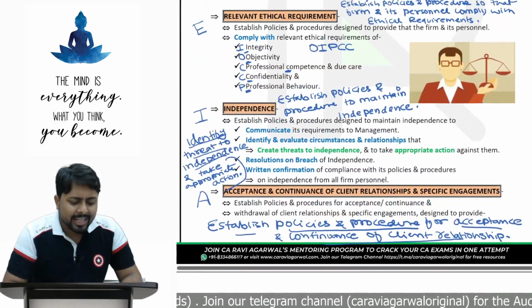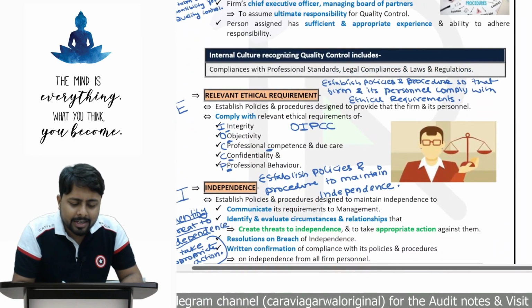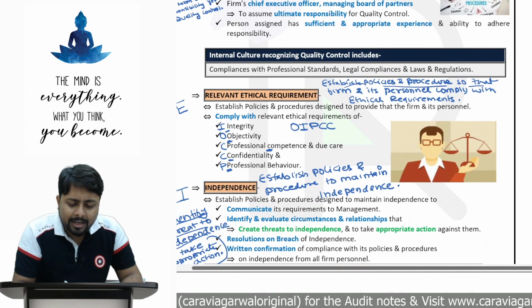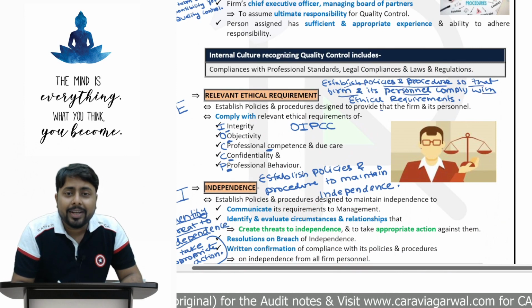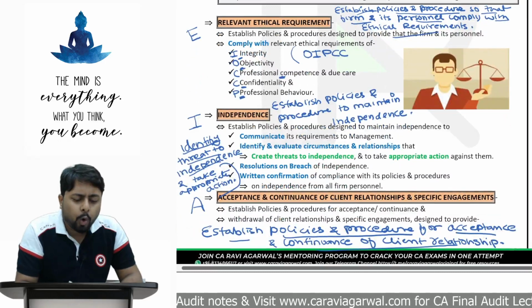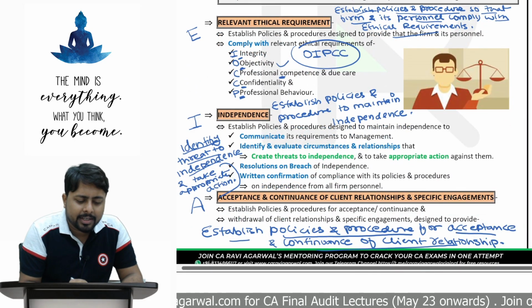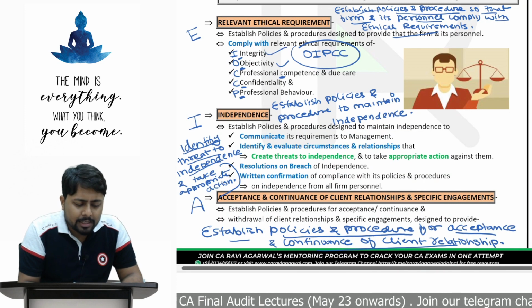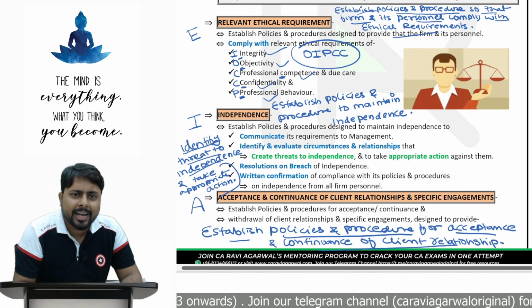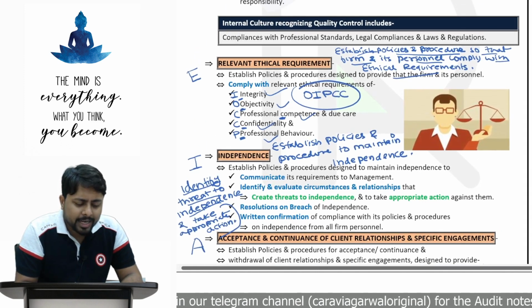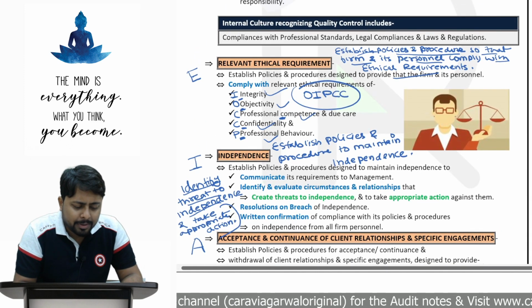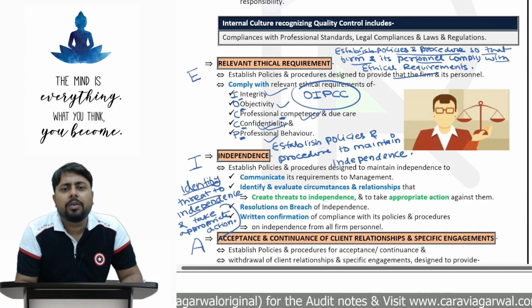E is your ethical requirement. What you do here, establish policy and procedure so that the firm and its personnel comply with ethical requirements. So what is ethical requirement? OIPCC. O is objectivity. I is integrity. P is professional behavior. C is competence. C is confidentiality.